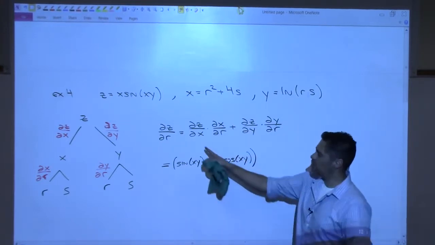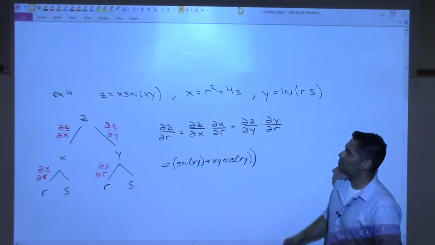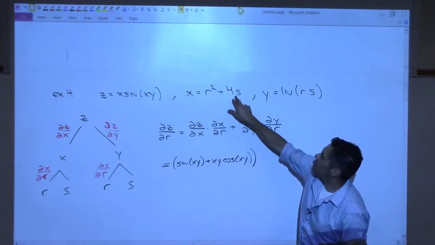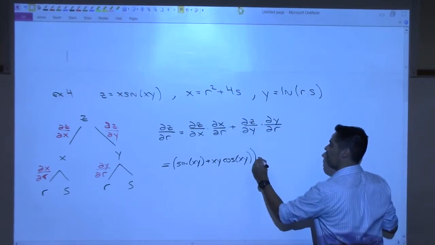Okay, that's just this piece. What's the partial of x with respect to r? Well, that's a nice one, right? S is a constant, so just 2r. I like that.